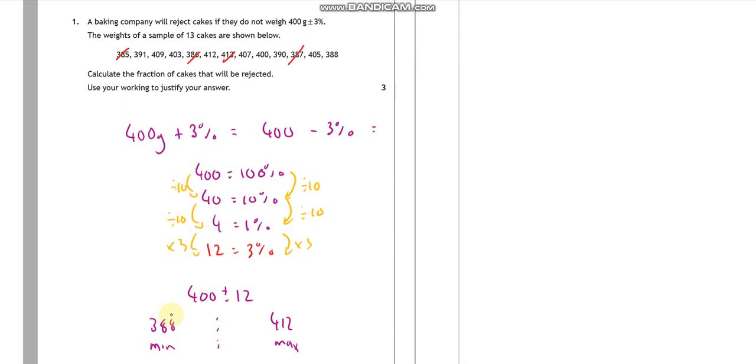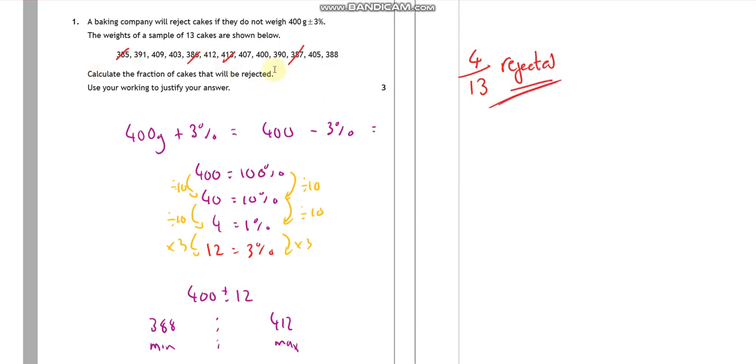So what's going to get rejected then? Well, the amount being rejected there's 4. It's been rejected out of how many? We got 3, 4, 5, 6, 7, 8, 9, 10, 11, 12, 13. 13 cakes. Okay, 4 out of 13 rejected.